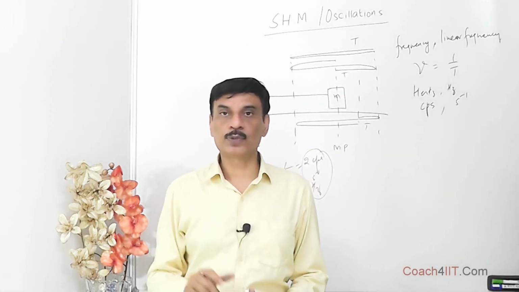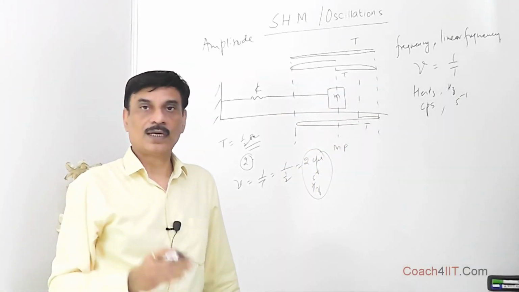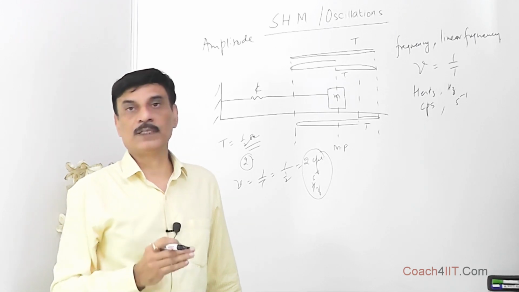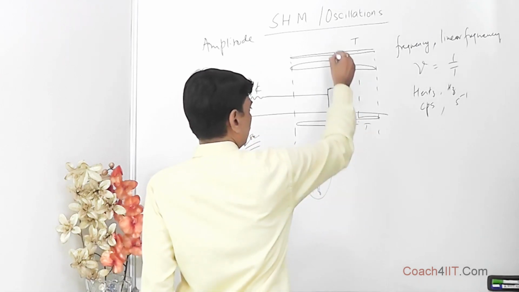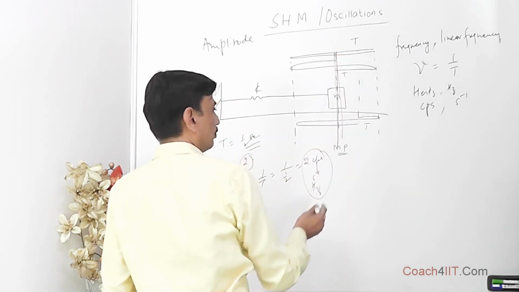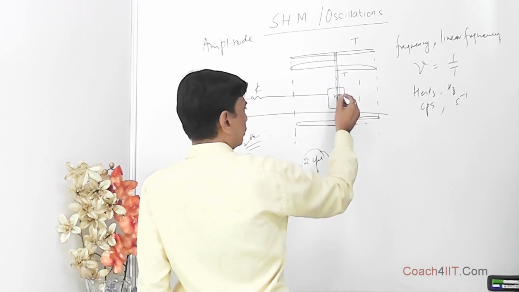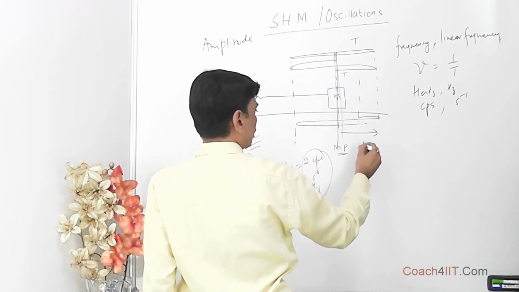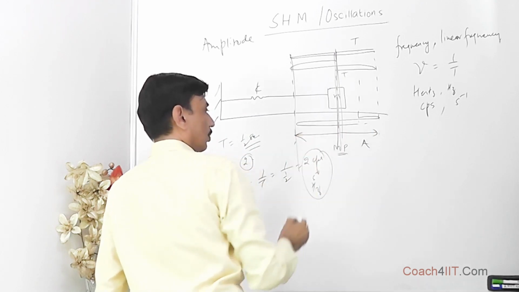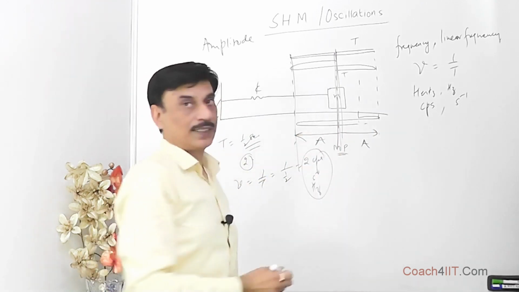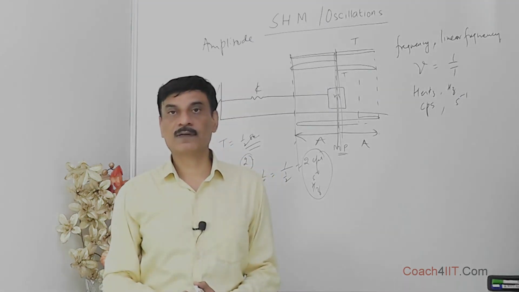Then comes amplitude. Amplitude is the maximum displacement from the mean position. It could be on either of the sides. If this is the mean position, MP stands for mean position, and the body is going from here to here, so this is one extreme. So this is also amplitude. From here to here it goes. This is the other extreme. So this is also amplitude. Amplitude is the maximum displacement from the mean position.